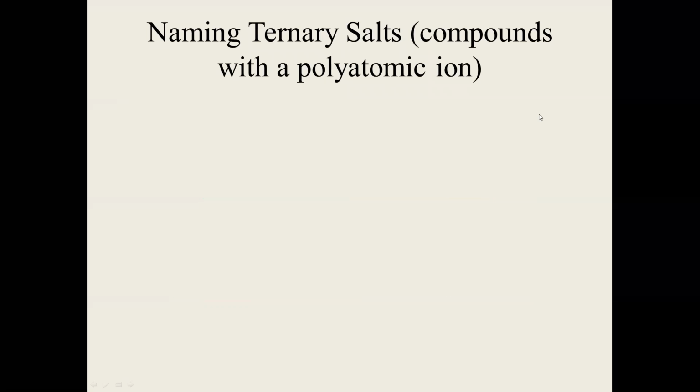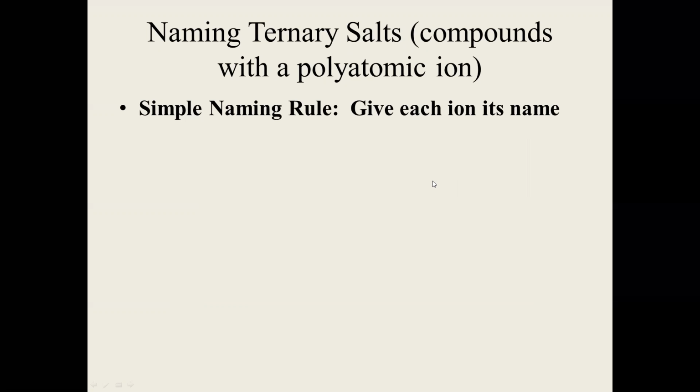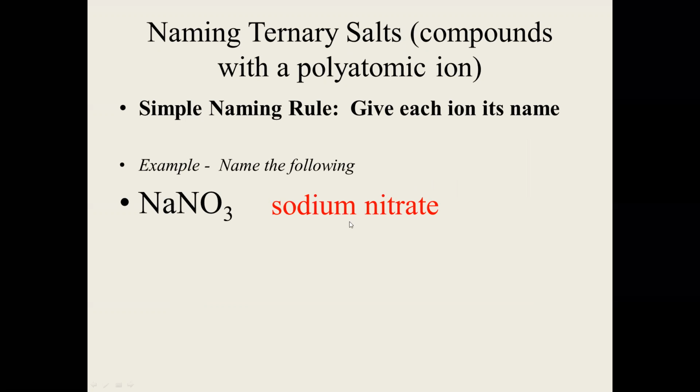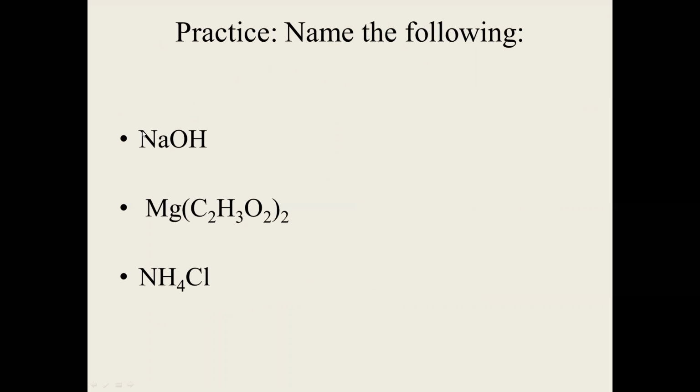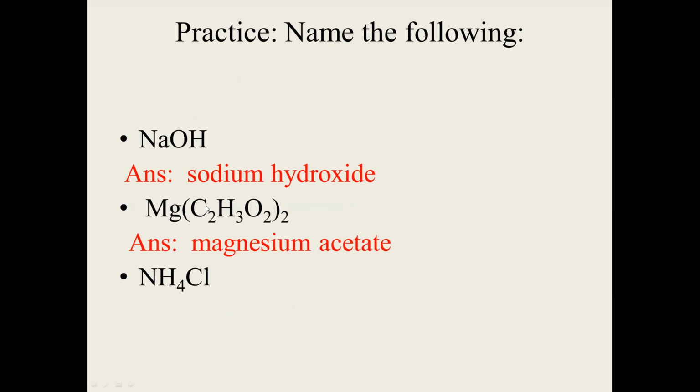Now, when we name these guys, it's just like naming other ionic compounds. You say the name of each ion. So Na is sodium, NO3 is nitrate. This is again a sodium one, but the CO3 is carbonate. And then these guys get a little more practice. Na sodium, OH hydroxide, Mg is magnesium, and this long chunky boy is acetate, magnesium acetate, and there's our tricky ammonium chloride.